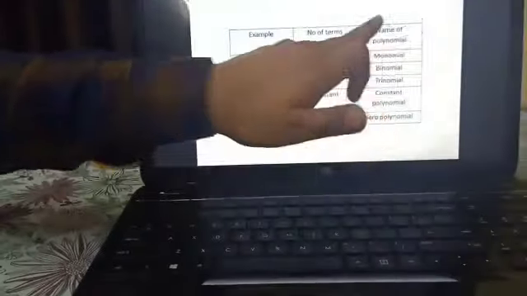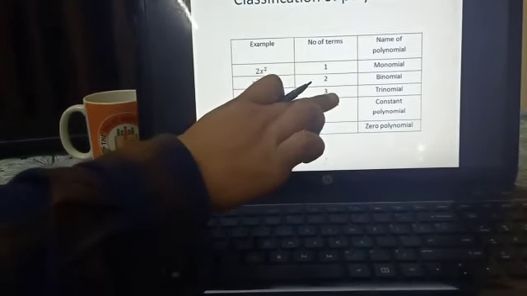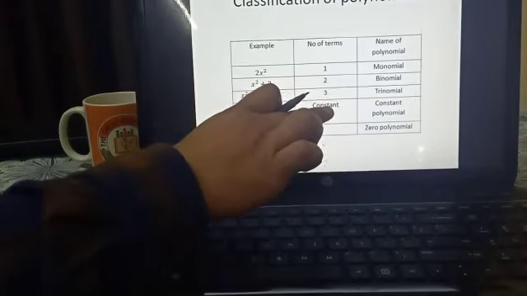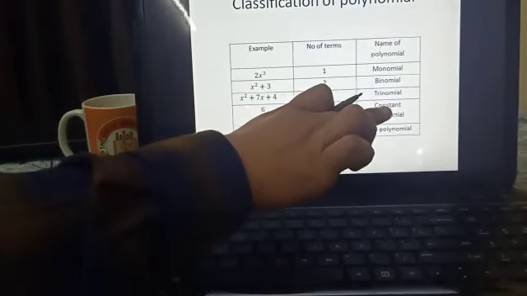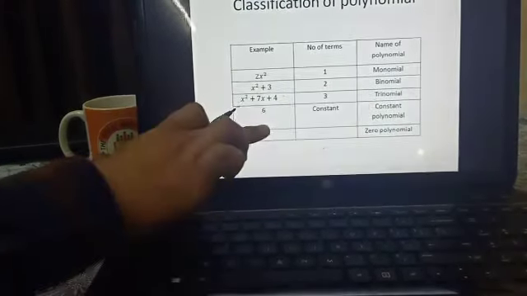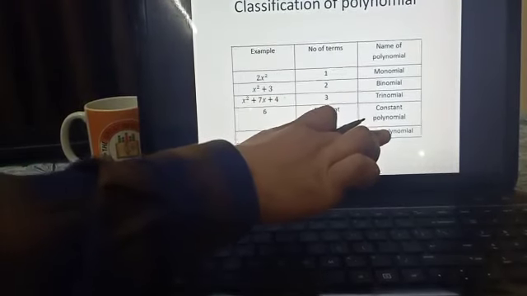So in this way, depending on the number of terms, if 1 term is there, then it is a monomial. If 2 terms are there, then it is called a binomial. If 3 terms are there, then it is called a trinomial. If any constant number is there, its polynomial is named the constant polynomial, and if 0 is there, then its polynomial is called the zero polynomial.